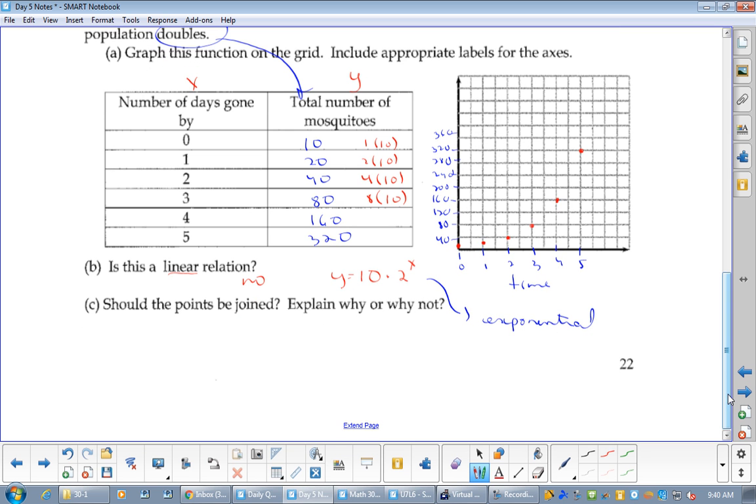Now here's a good question: should the points be joined? And I want a yes or no, but I want a why. That's going to be the harder part. Yeah? Okay, why? Okay, so that would be the argument for we should join the points. Is there an argument for we shouldn't?